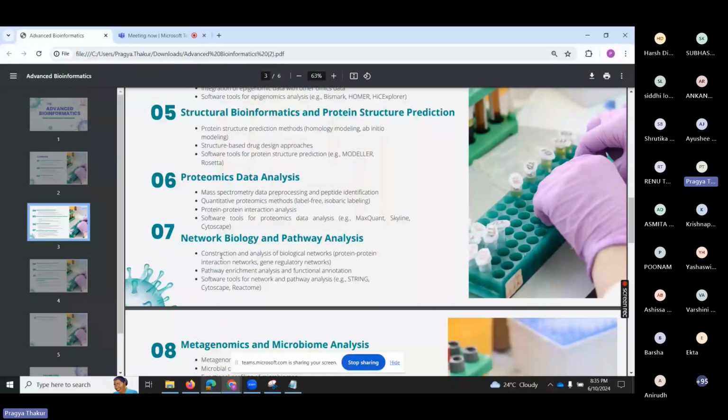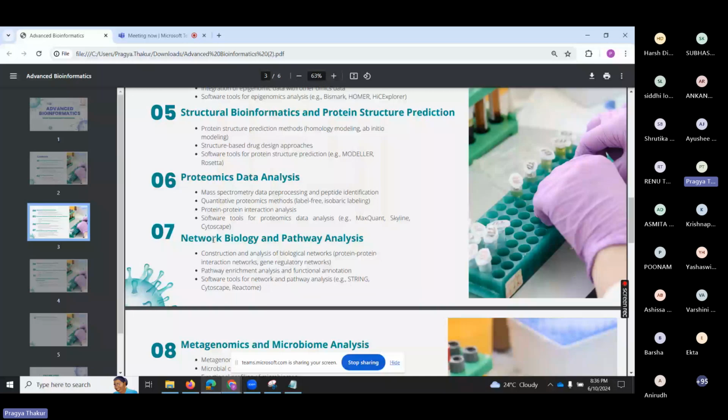Then the same that begins with the genes, so that we will see under gene regulatory networks. Then there is pathway enrichment analysis and functional annotation. There are software tools under this. Cytoscape is there, the STRING database is there, Reactome. So these form the networks and pathway analysis that we will see under network biology. And this is also a very happening field today, and a lot of research is going on in this field.